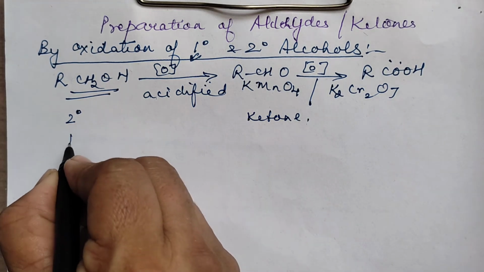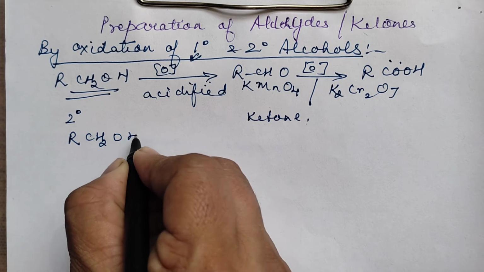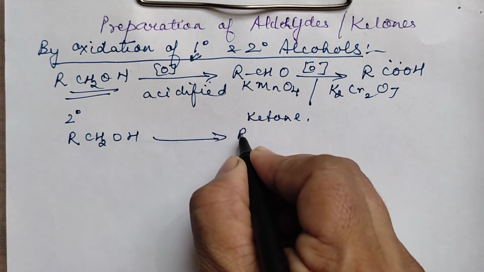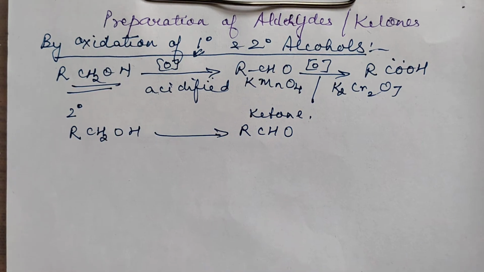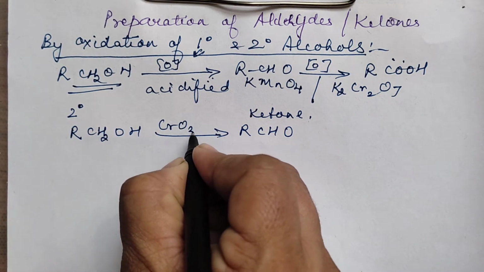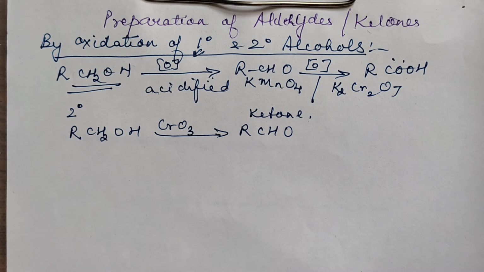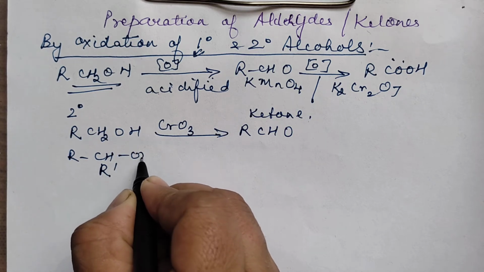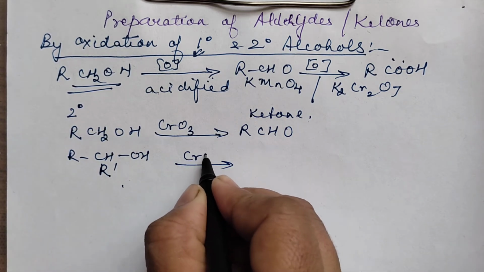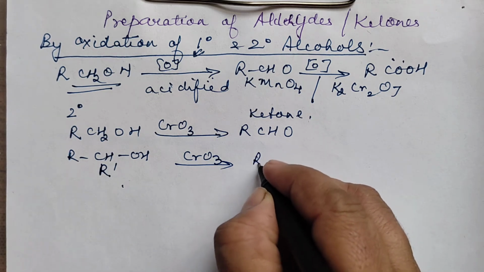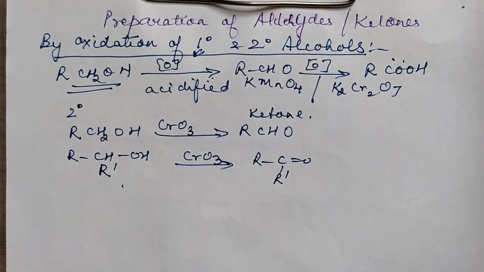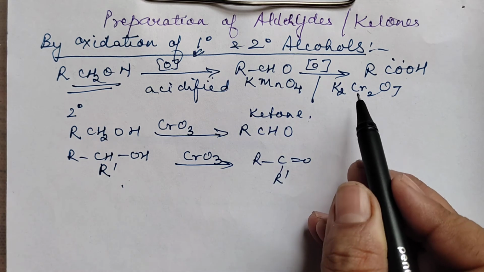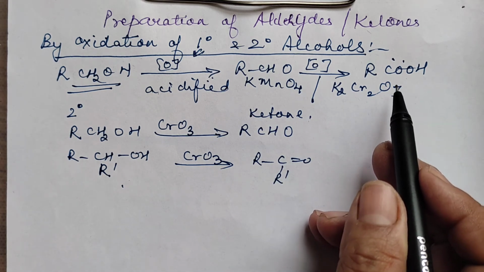Okay, now suppose I take a primary alcohol and I want to stop the reaction here at RCHO, that is aldehyde. Then we will be using CrO3, chromium oxide, as the oxidizing agent. It will stop here. And in case I take a 2 degree alcohol, R2CHOH, and chromium oxide as the oxidizing agent, then we will get ketone as the oxidized product. Then you will not get acid. If you are using strong oxidizing agents, then you get acid.